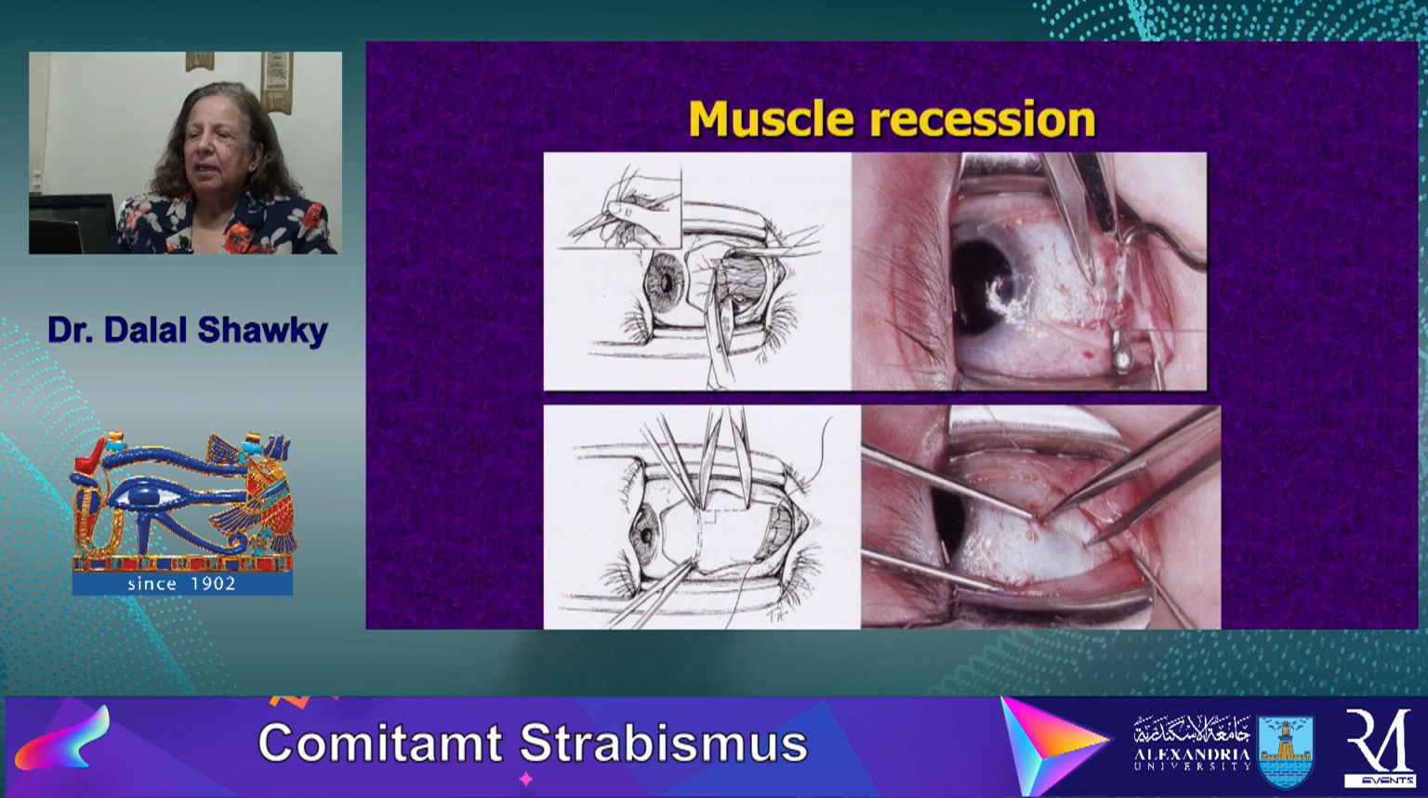Here is how to do muscle recession. First of all, we do a conjunctival incision, exposing the muscle, the medial rectus here, and taking sutures just near to the insertion. After taking the sutures and securing the muscle very well, so that it does not slip, we detach the muscle from its insertion, taking care not to cut the sutures.